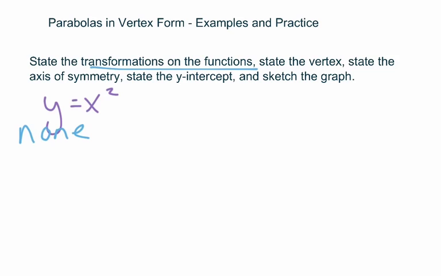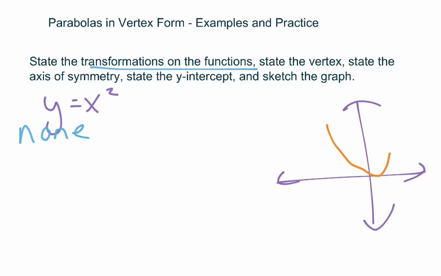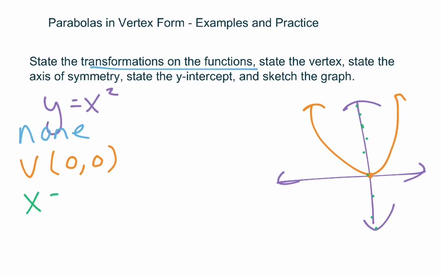So if I go to sketch the graph, all I'm doing is sketching the graph of the parent. Okay, miraculously fixed itself instantaneously, but not really. I paused the video and fixed it. The vertex is at the point 0, 0. The axis of symmetry is going to be x is equal to 0, and the y-intercept and the vertex are the same point, and so that will also be the point 0, 0. So don't make things harder than they need to be.